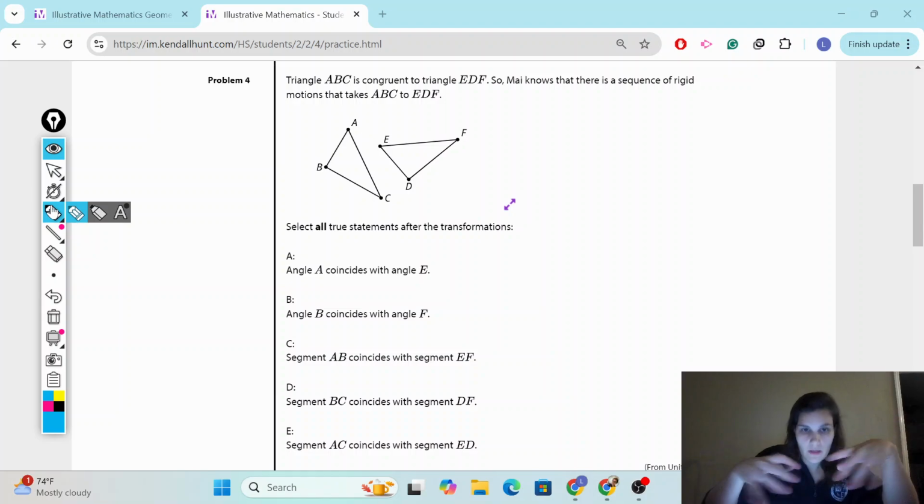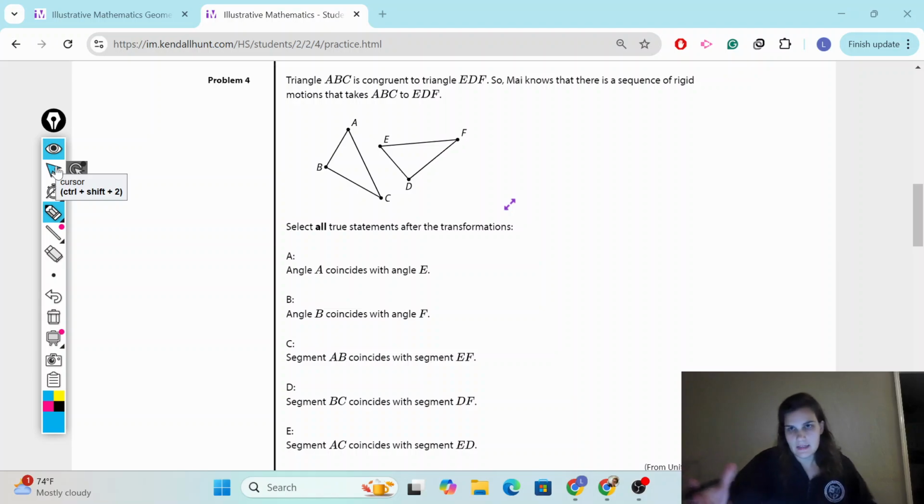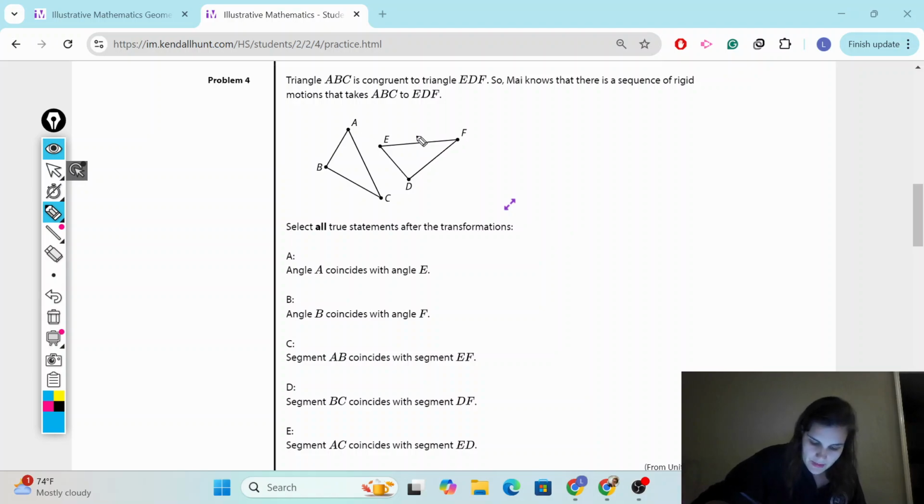Rigid motion always produces congruent figures, or figures that are exactly the same, or you can stack on top of each other and they match up perfectly. We're looking for all true statements after the transformation. So we know ABC to EDF. A is going to go on top of E. So A goes on top of E. So imagine this blue triangle slid on over and it went over this way.